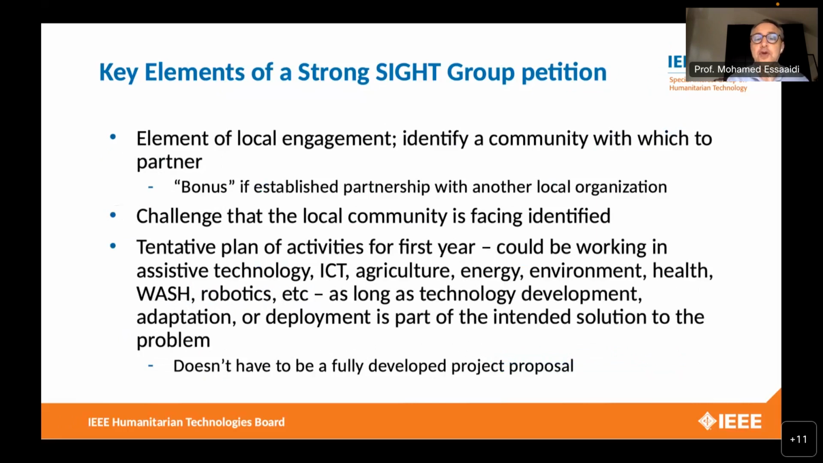There are also some key elements of a strong SIGHT group petition we can review in this slide. First, the element of local engagement. It is very important to have local partners to support your project or initiative. You have to identify a community with which to partner. The bonus is if you establish a partnership with another local organization. Identify the challenges that the local community is facing, and what kind of challenges we can address. The tentative plan of activities for the first year could be working in assistive technology, ICT, agriculture, the areas we have listed before. It doesn't have to be a fully developed project proposal.